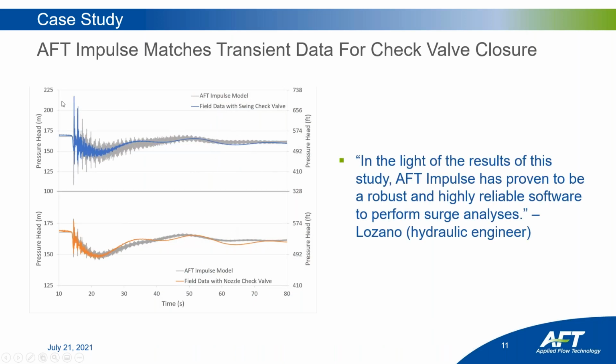So here we have the swing check valve on top. We see a peak pressure around 220 meters of pressure head. And here we see that nozzle check valve. So the same transient event causing both issues, but here we see drastically different pressure responses, again, due to those valve characteristics. So one is going to be handling that deceleration much better than a different type of valve.